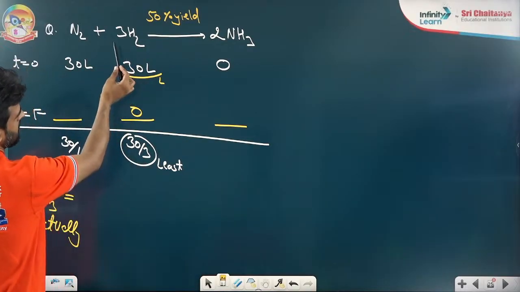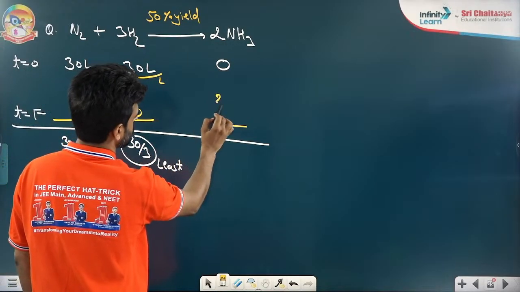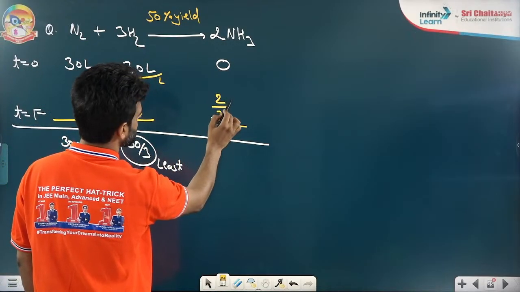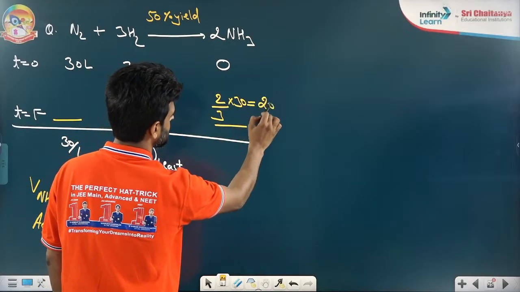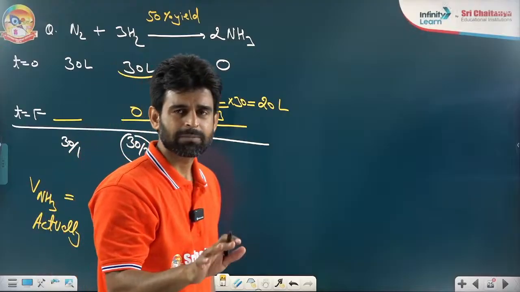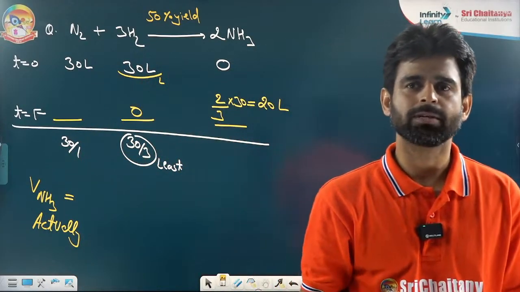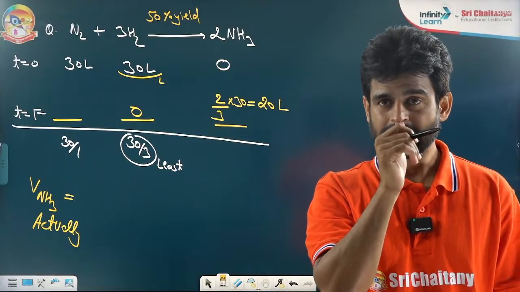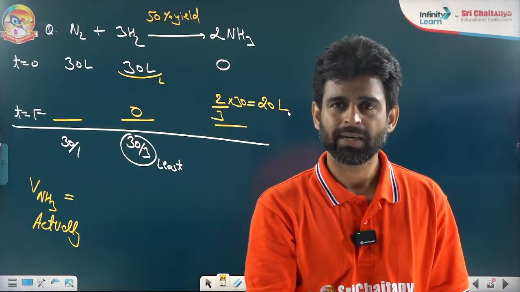So 3 gives me 2. 1 gives me how much? 2 by 3. 30 gives me 2 by 3 into 30. How much is coming? 20 liter. So our expectation is I will get 20 liter of ammonia.